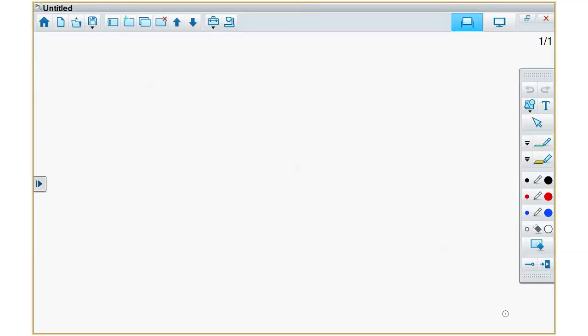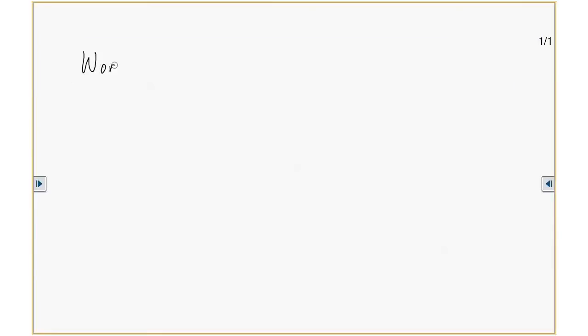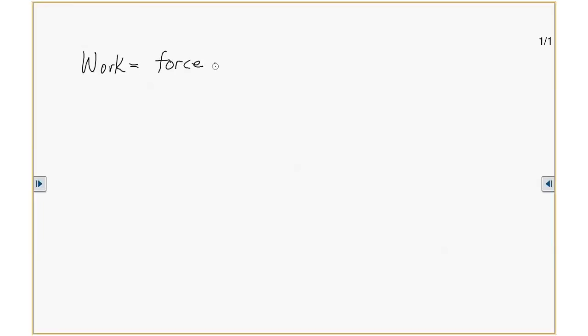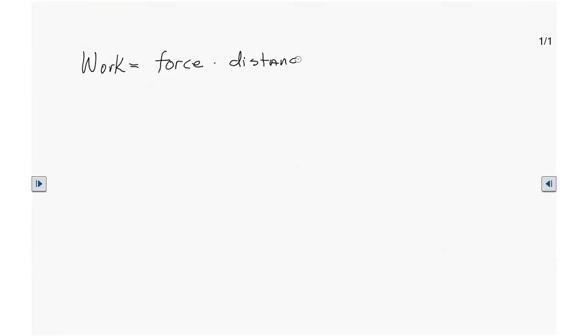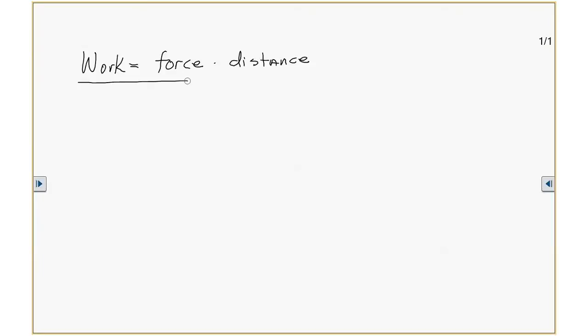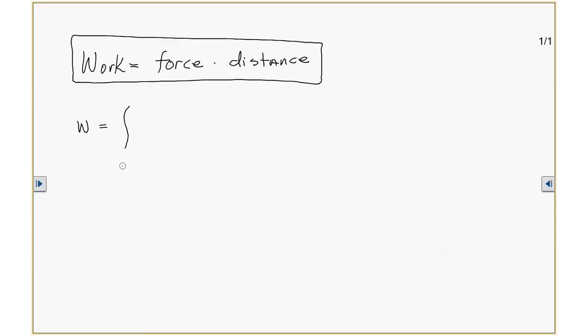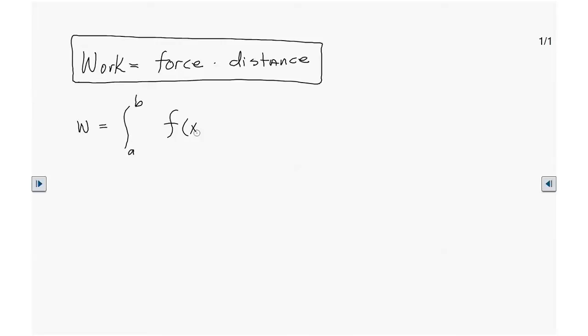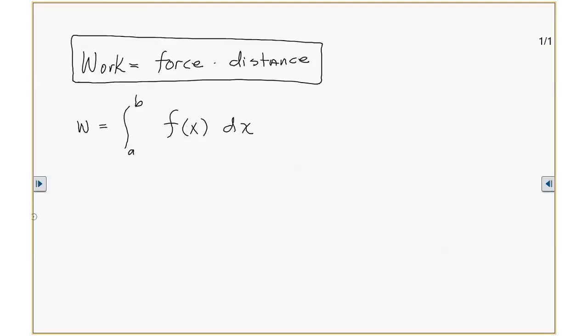But work is equal to force times what? Distance. Okay? Everybody needs to make sure you understand that. Because when you're talking about integration, the work is equal to the antiderivative from A to B of f of x times dx. Now dx is kind of an important part here.